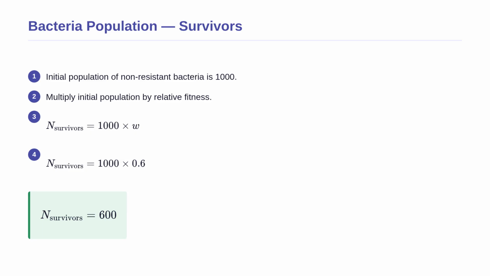With the relative fitness calculated, we can now predict the actual surviving population size. We are given an initial population of 1,000 non-resistant bacteria that are trying to reproduce. To find out how many successfully leave offspring, we multiply this starting number by their relative fitness value of 0.6. This multiplication scales down the population to reflect only those individuals that successfully overcome the antibiotic pressure. The result shows that out of the initial 1,000 bacteria, only 600 will successfully manage to survive and reproduce in the next generation.